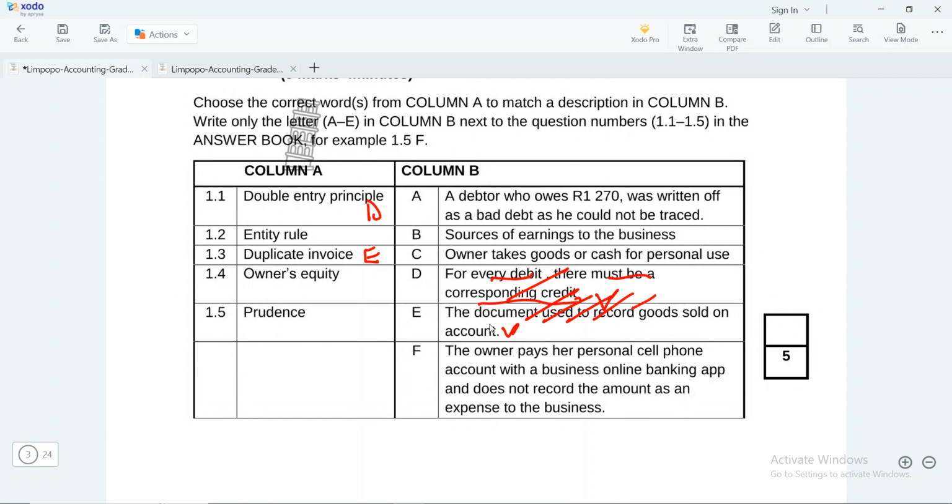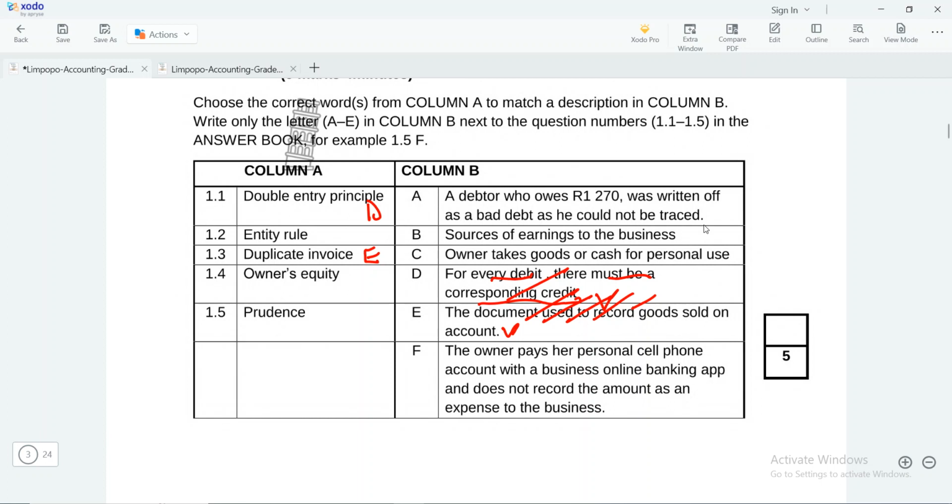Next we have the concept called prudence principle. Now in terms of prudence principle, we are mostly advised to keep our expenses and incomes as accurate as possible. Mostly they use it whenever you are dealing with a transaction where you'll be writing off a bad debt. It's always there. Here they're saying that a debtor who owes 1,270 was written off as a bad debt because he could not be traced.